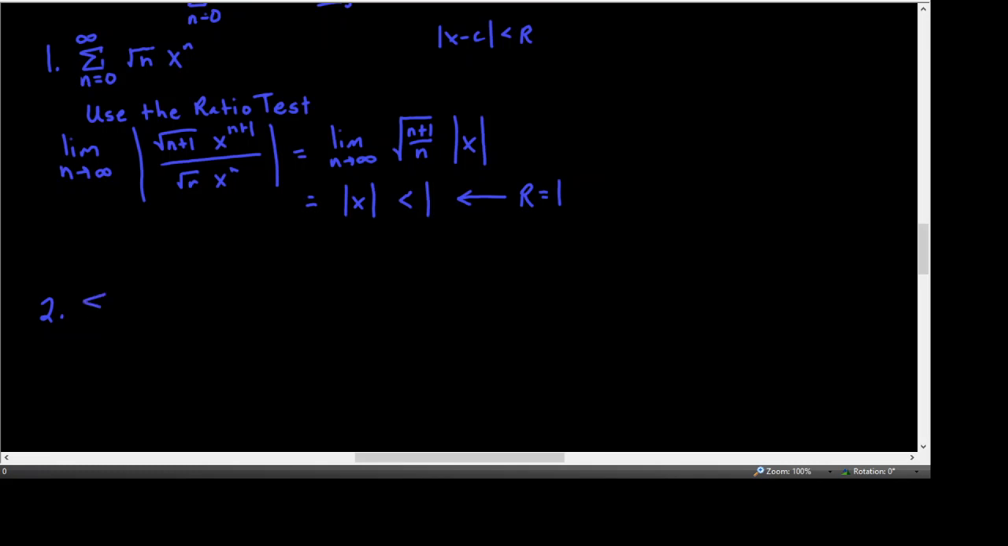This is sigma. This time we're starting at n equals 1 and going to infinity of x to the nth divided by 5 to the nth times n to the 5th.